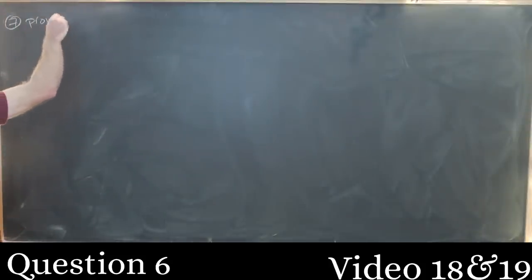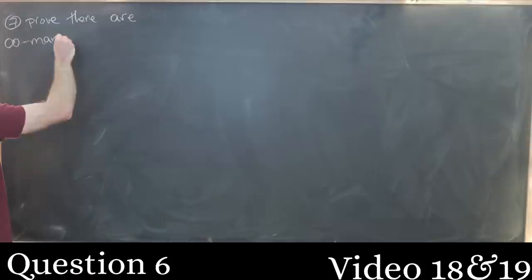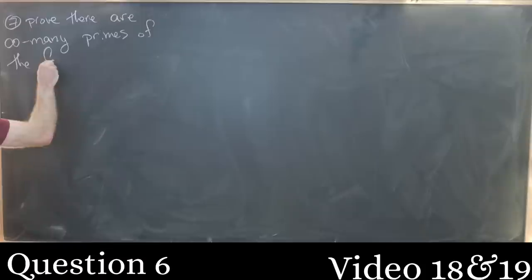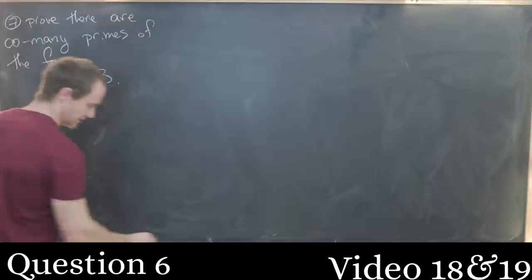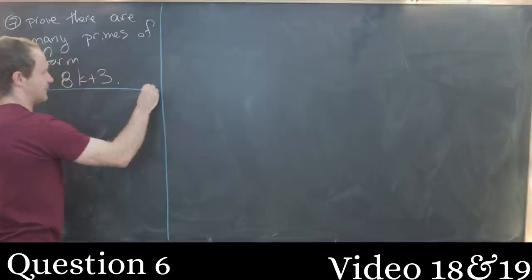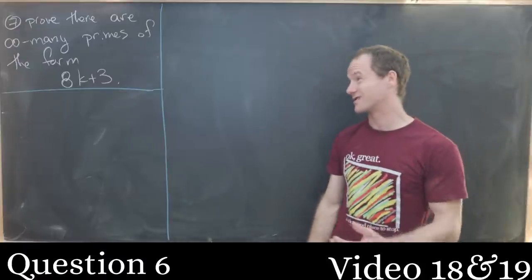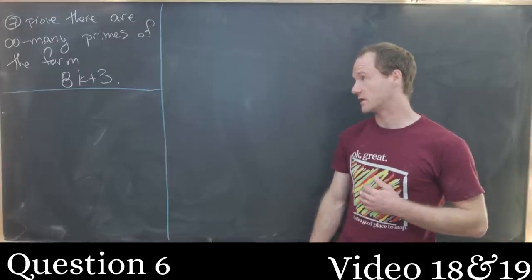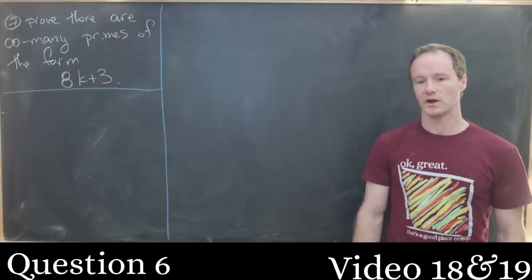Prove there are infinitely many primes of the form 8k plus 3. So there's this thing called Dirichlet's theorem that says there are infinitely many primes of the form mk plus n, where m and n are relatively prime, but that requires a lot of work. It's not an undergraduate number theory class type theorem to go over, but you can prove a lot of these one-offs using more elementary methods.